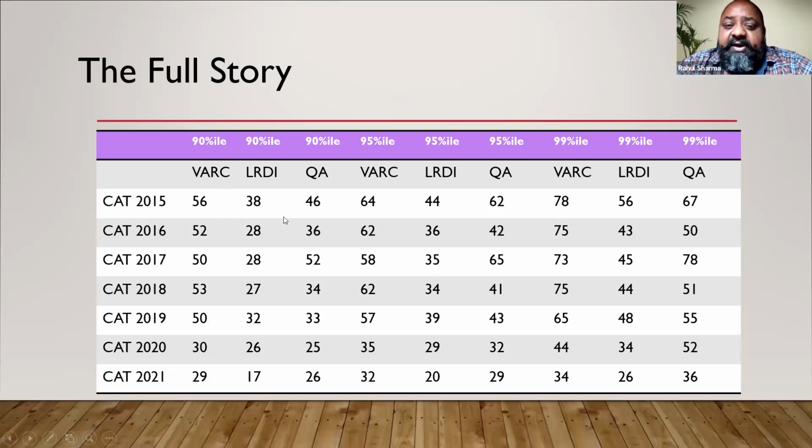But if you look at it, you will realize scores tend to be very stable. For a 90 percentile, overall, you're looking at about 33%. For a 99 percentile, you're looking at about 50%.